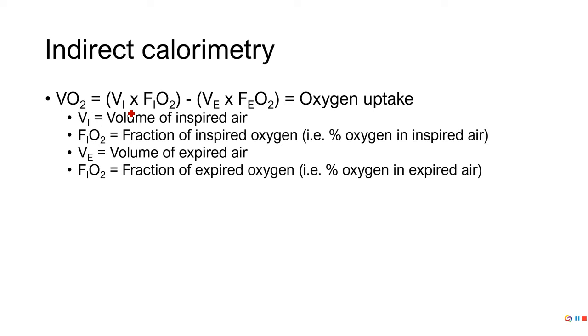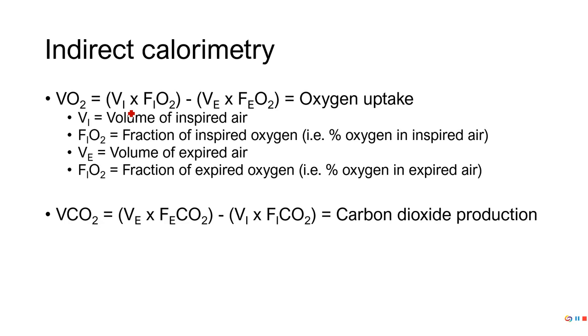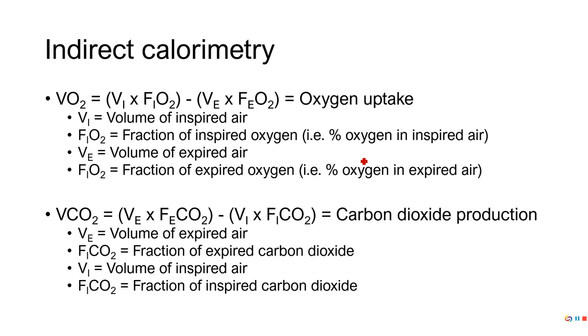And we can do the same thing for VCO2. The only thing that's different is we subtract the inspired air from the expired, okay? Because there's more CO2 in what we exhale as opposed to what we inhale, all right? And the variables mean the same thing. So VE, VI are the volumes of expired and inspired air. And then FI means fraction of inspired, okay? And there should be an E here. So this should be an E, I've never noticed that, okay? And this one should be an E right here, okay?